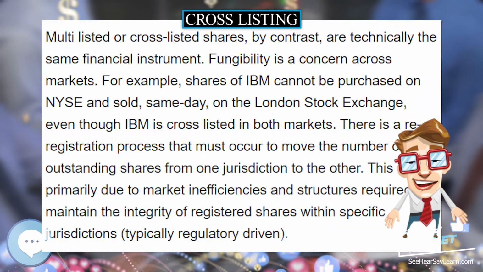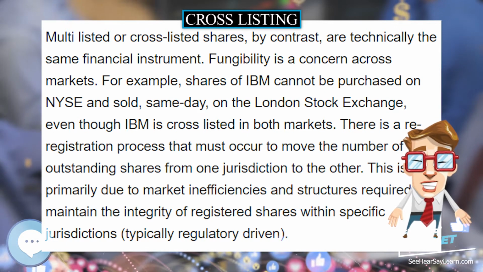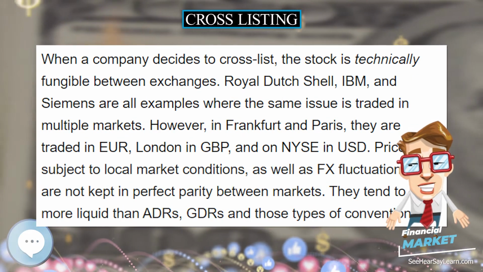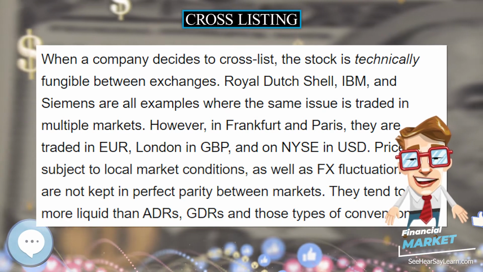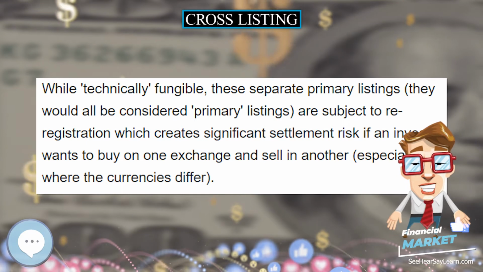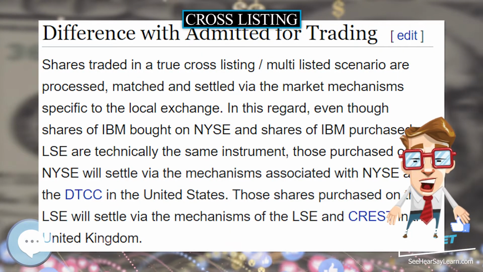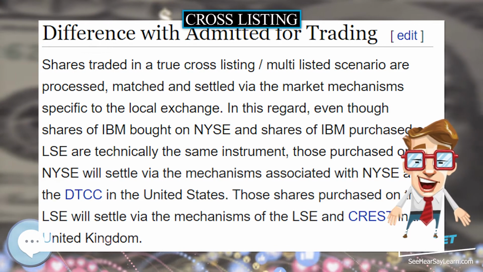Multi-listed or cross-listed shares, by contrast, are technically the same financial instrument. Fungibility is a concern across markets. For example, shares of IBM cannot be purchased on NYSE and sold, same day, on the London Stock Exchange, even though IBM is cross-listed in both markets.